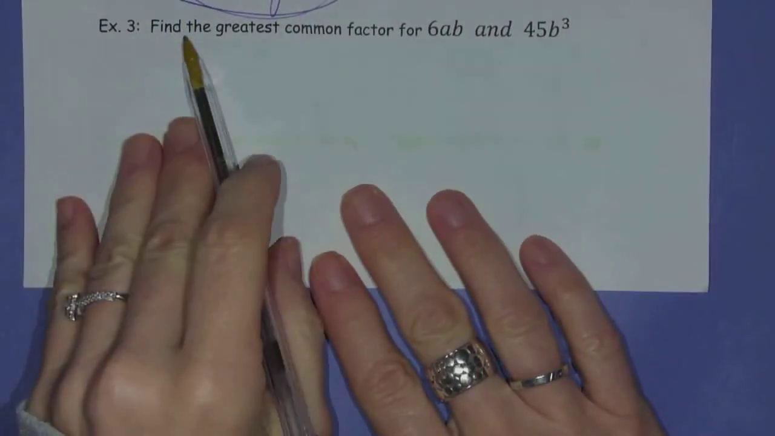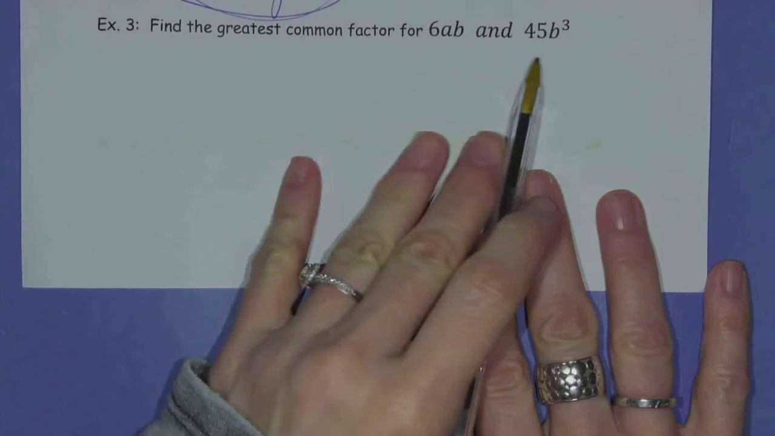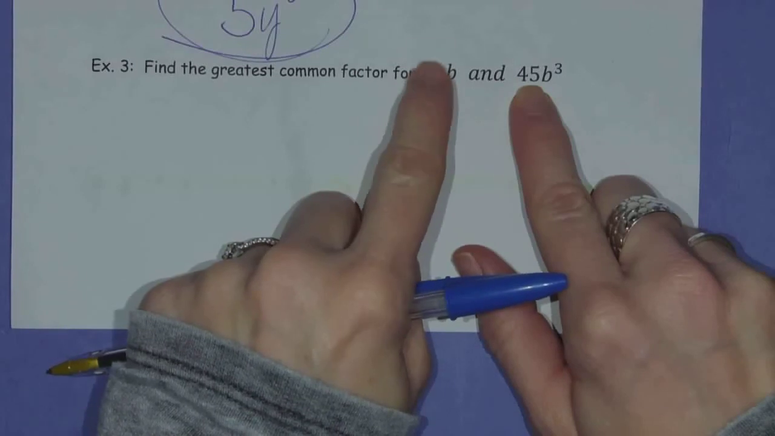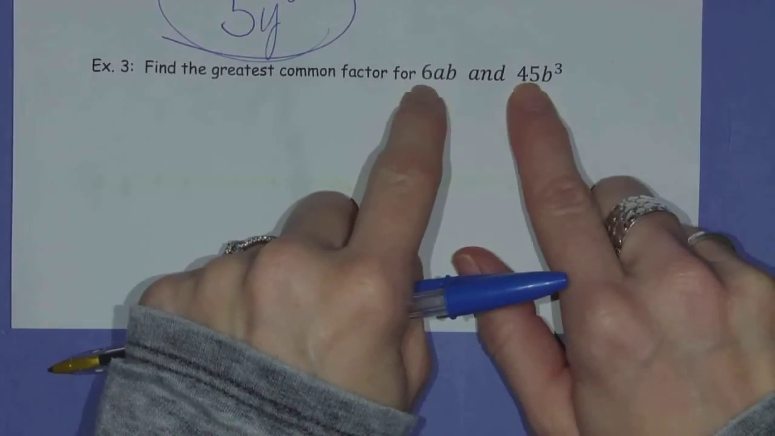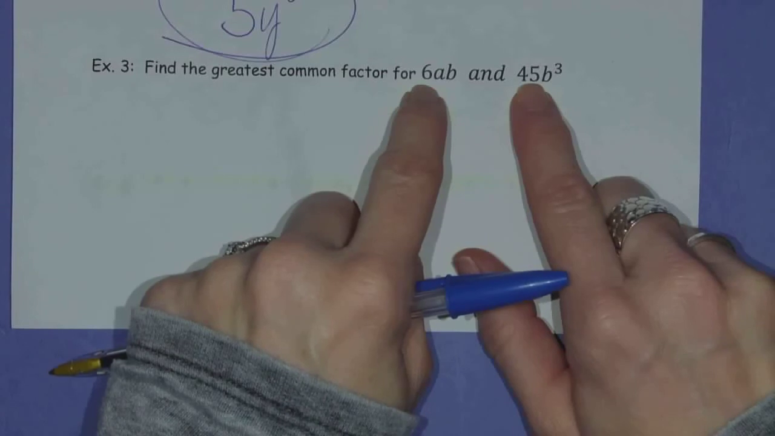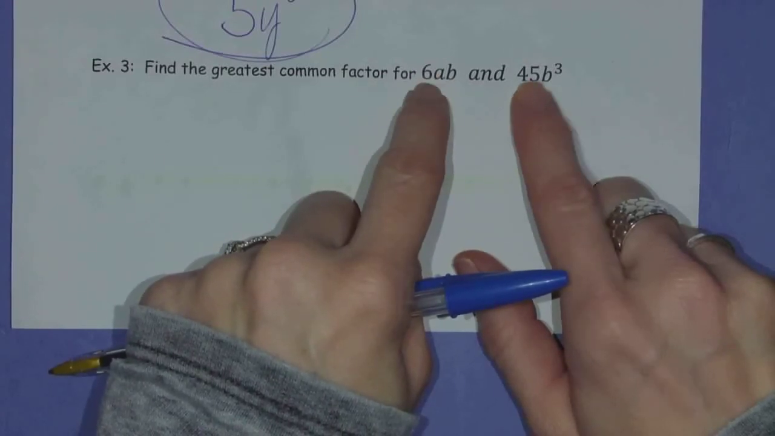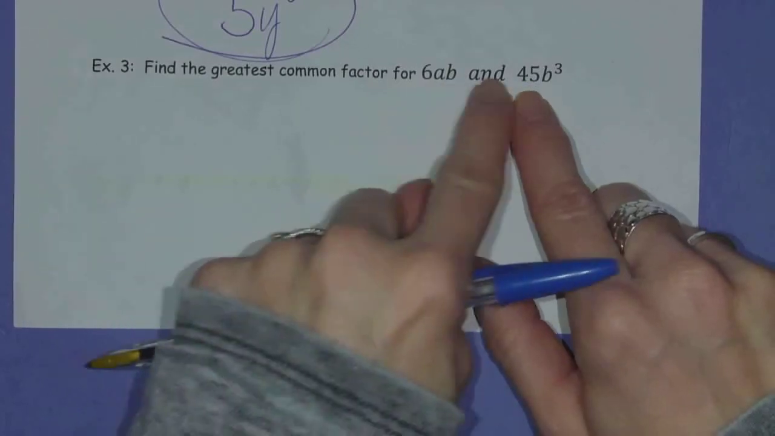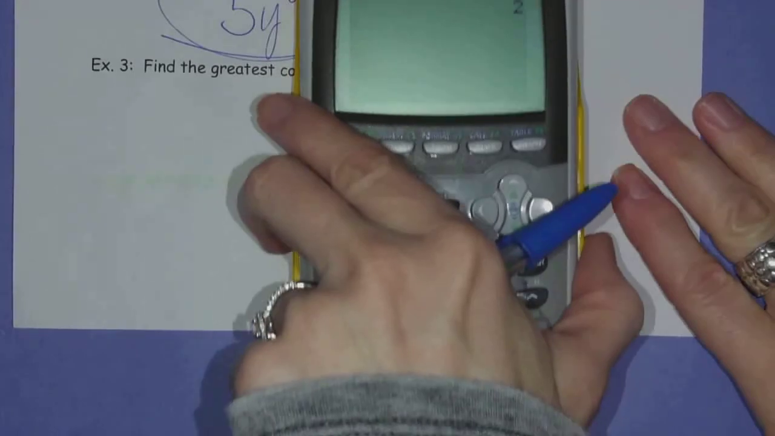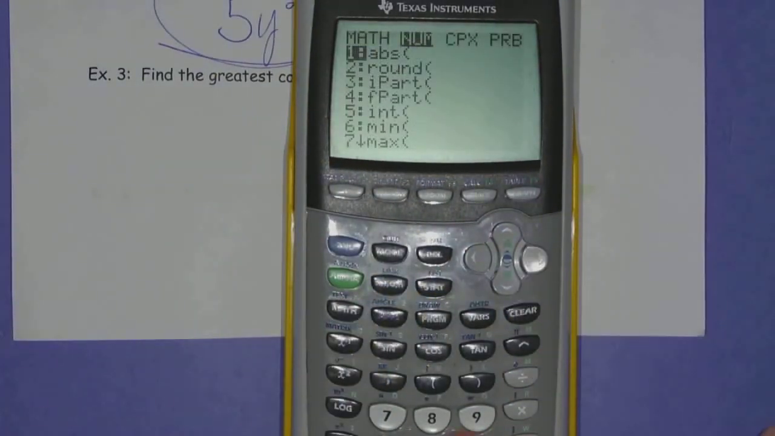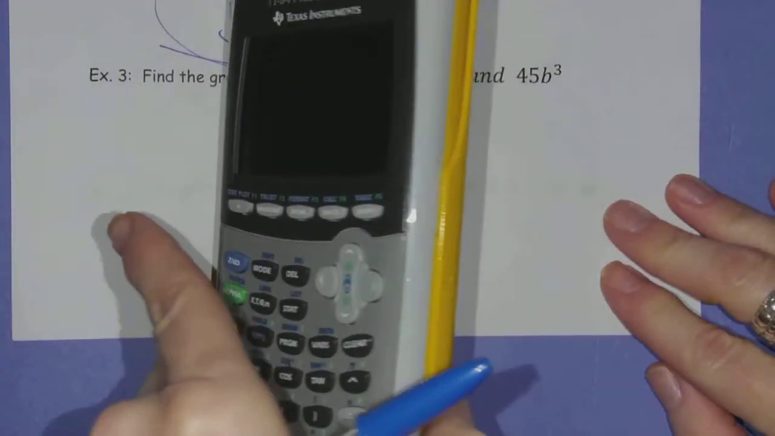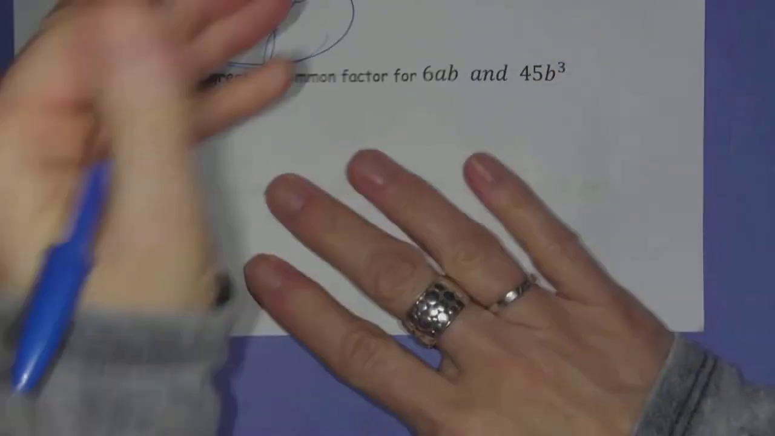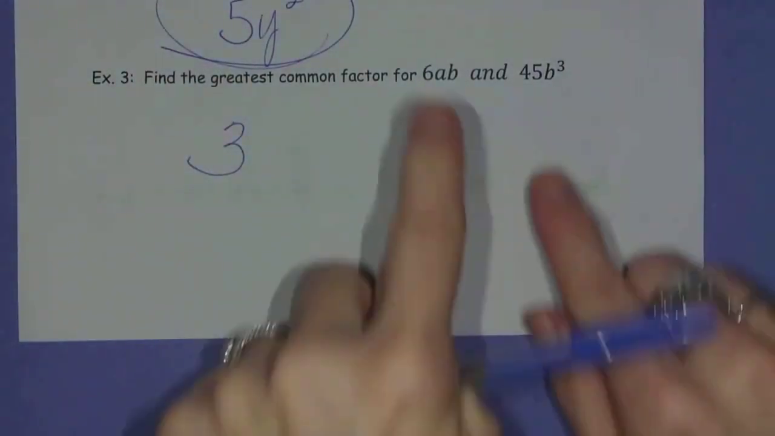And last but not least, greatest common factor for a 6 and a 45. So you got to ask yourself, what's the biggest number that divides into both 6 and 45? Well, 6, no, because 6 doesn't go into 45. 3 goes into 6. Does 3 go into 45? Yes, it does. 15 times. But if you're not sure, you can always do math num 9. What were they again? 6 and 45. 6 and 45. Boom, 3.